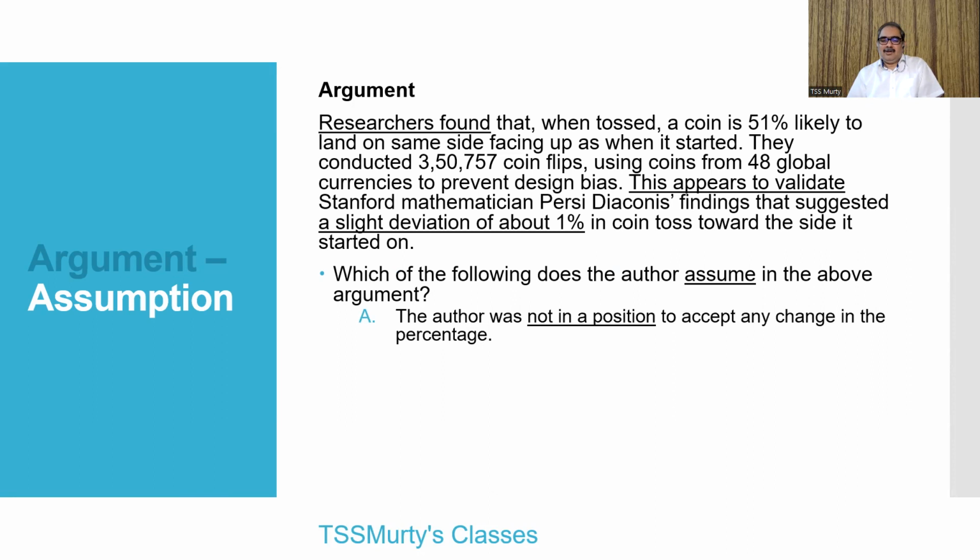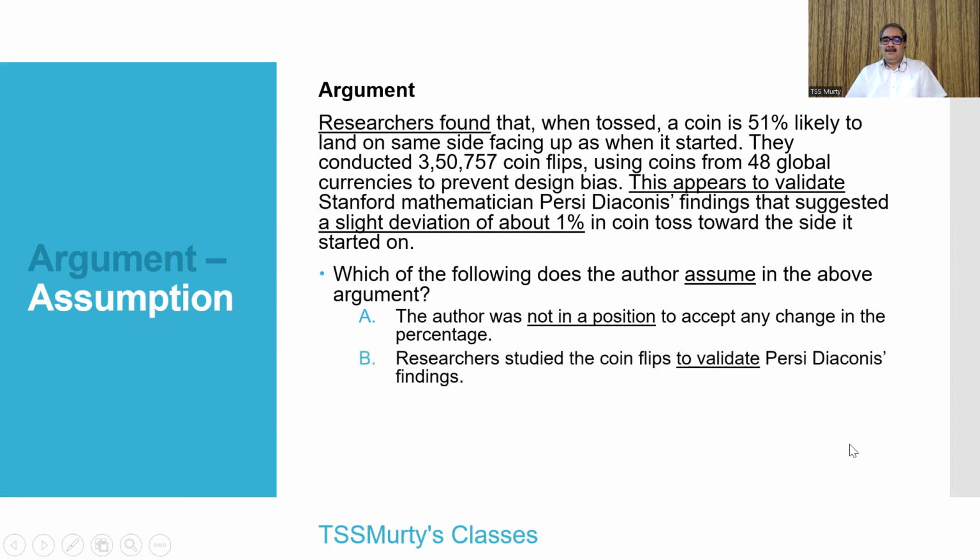A. The author was not in a position to accept any change in the percentage. Now, this appears to be somebody's opinion. The author is presenting the researchers' findings and also trying to relate it to the Stanford mathematicians' findings. We don't get the thought at all that he is not in a position to accept any change. He just presents the findings. This choice appears to be very subjective. Hence, we can rule it out.